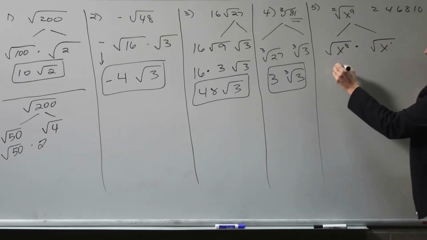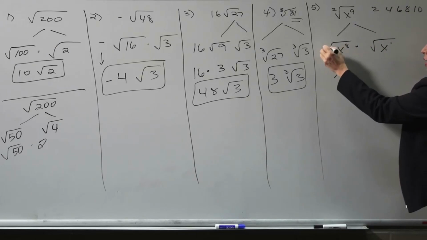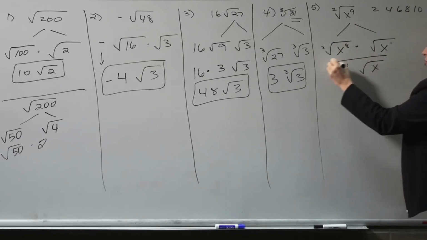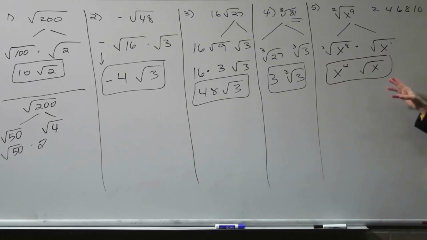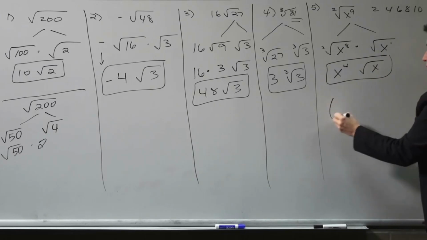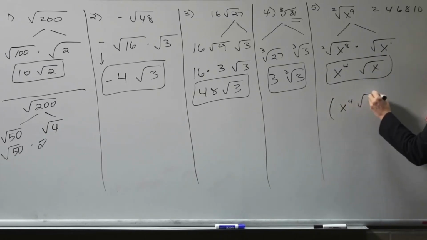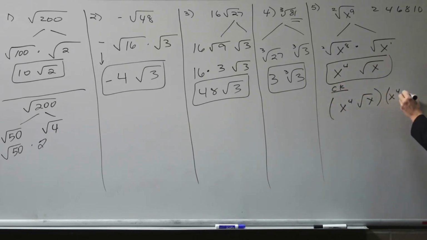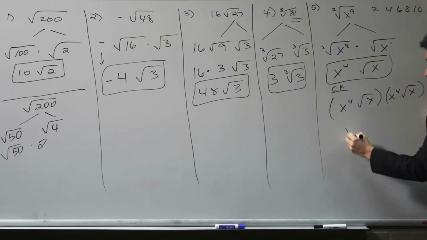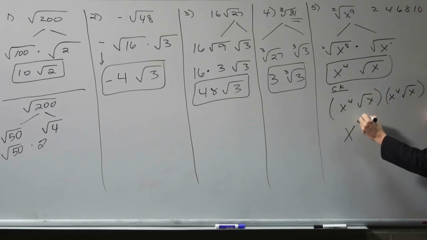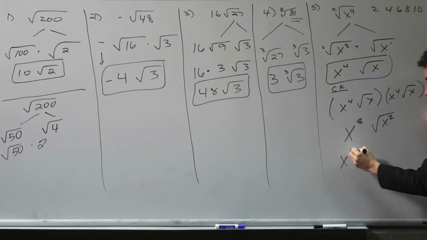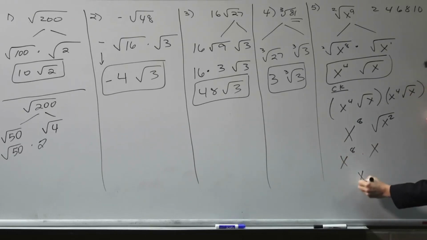Right? That gives me x to the 9th. The square root of x to the 8th is keep the base, divide the exponent by the index, x to the 4th, square root of x. And you are done. That is your answer. Okay, I could prove that by squaring it. Okay, I will. Check. X to the 4th times x to the 4th is x to the 8th, square root of x squared. X to the 8th, square root of x squared is x, which gives me x to the 9th.